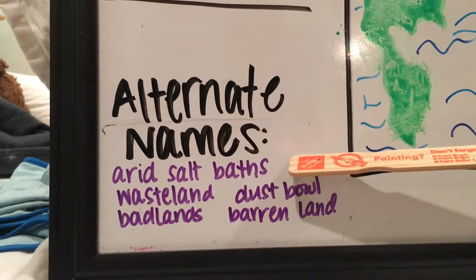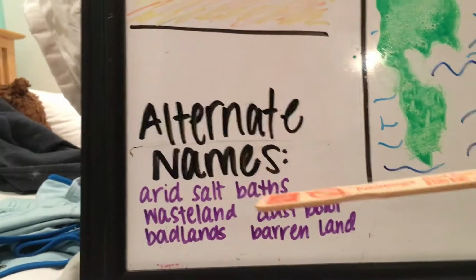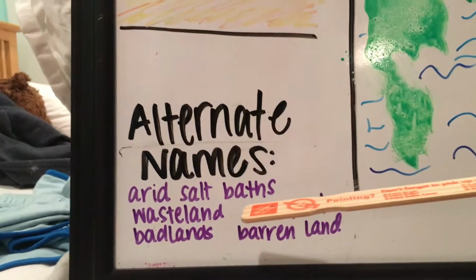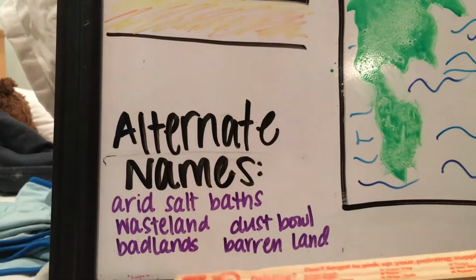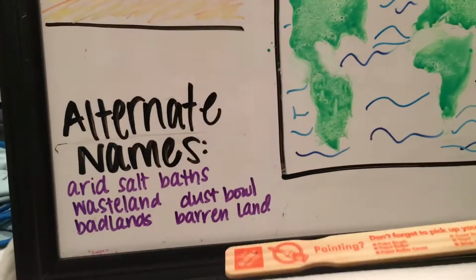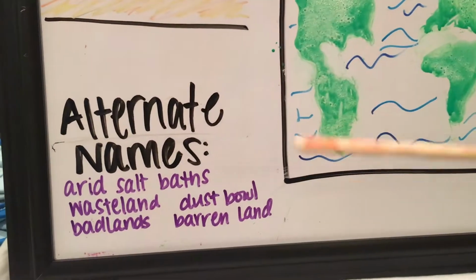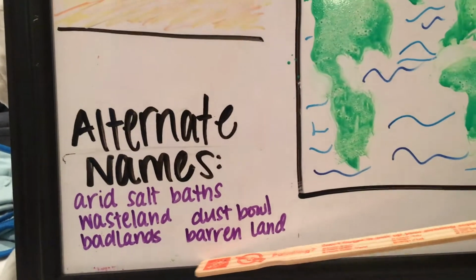And then we're going to talk about the alternate names of this. Arid salt baths. Nobody calls it that. Wasteland. Nobody calls it that. Oh, I call it that, actually. Oh, that's quite offensive. One person calls it that. We've got Badlands. I've heard a few people mention that. Dust Bowl. Americans say that. Barren land. That's just an adjective of the land. But we all call it desert. The desert biome. Our future home for a little bit.